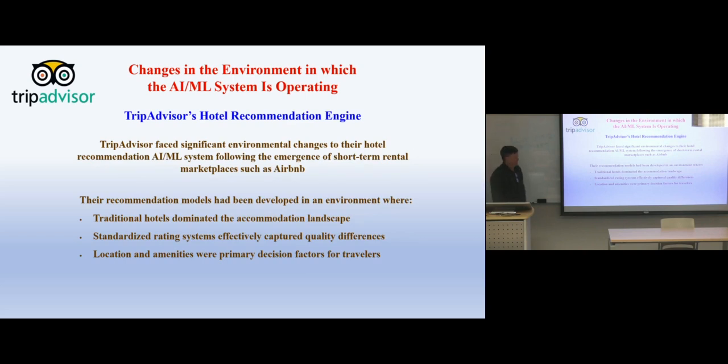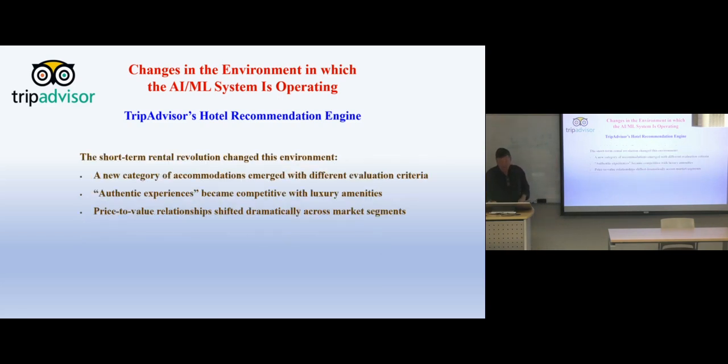Hotel recommendation. This is great. Just tell me right now, forget all this stuff. What blew up their hotel recommendation engine? Airbnb. Sure, the rental markets. And what happened was their model was developed with nice traditional hotels, a standardized rating system that captured quality differences, TripAdvisor and so forth. Location and amenities were decision factors. That's the good old standard stuff.